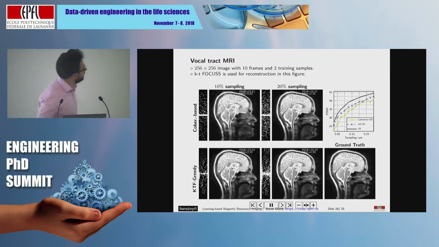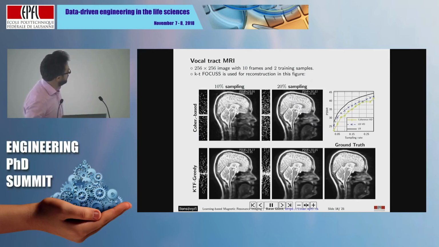Here you see the reconstruction quality for vocal tract MRI, dynamic MRI images. The first column is at 10% subsampling rate. The first row is coherence-based, it's a model-based method. And the second one is a learning-based method that we learned with the stochastic greedy. And the masks are also dynamic in this case. They can be different with respect to time.